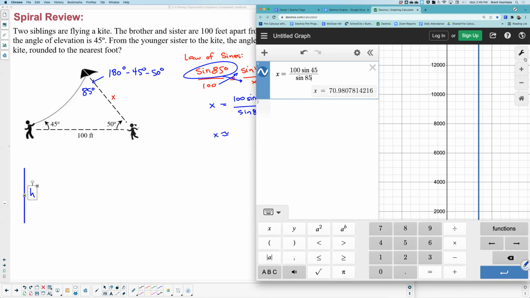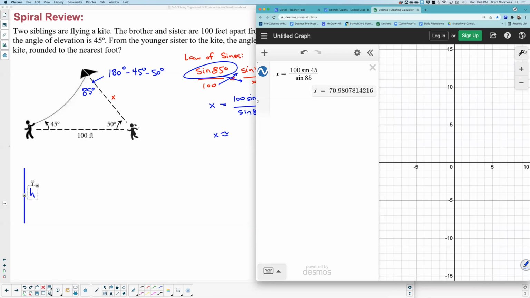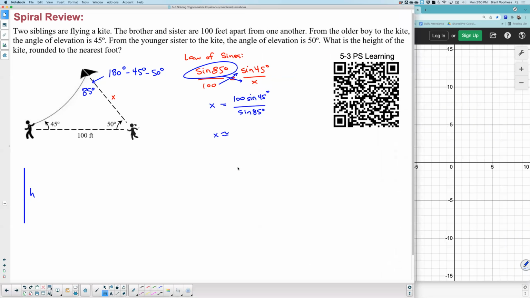I want to make sure I'm in the right mode here. I'm in degrees. So the answer is approximately 71. I'm going to write down 70.98. Is that actually my answer though? No, we need to find the height. That's why I don't want to round too soon. I don't want to have a rounding error.